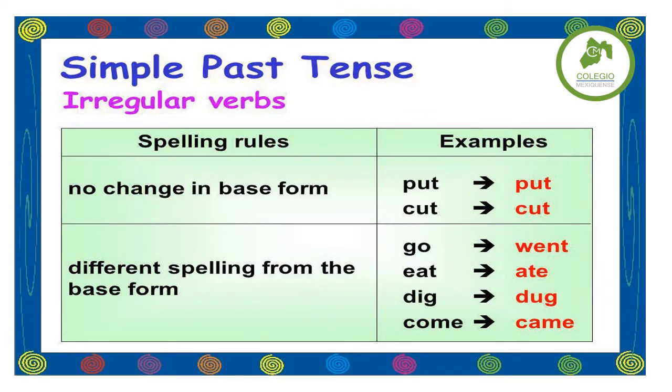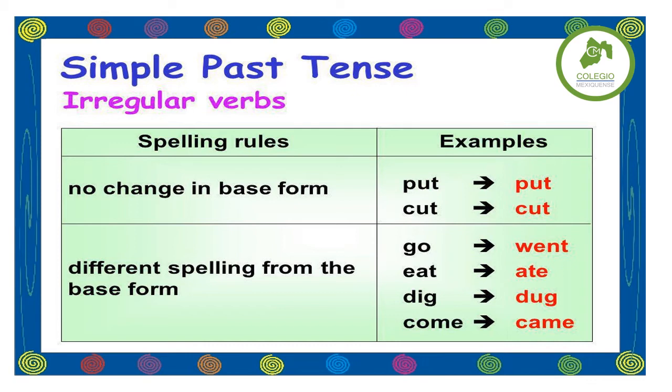In the irregular verbs, we have 2 rules. The first is very easy because the verbs don't change from the base form. For example, in present is put and in simple past is the same, put. Another example is could. In simple past is the same, could.